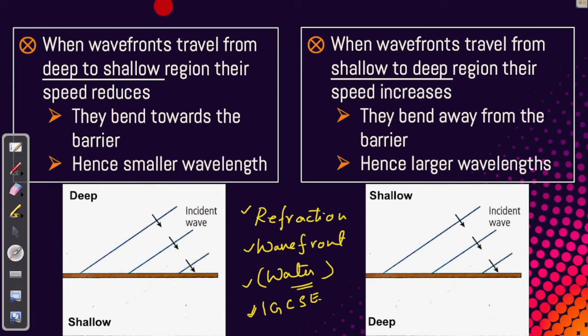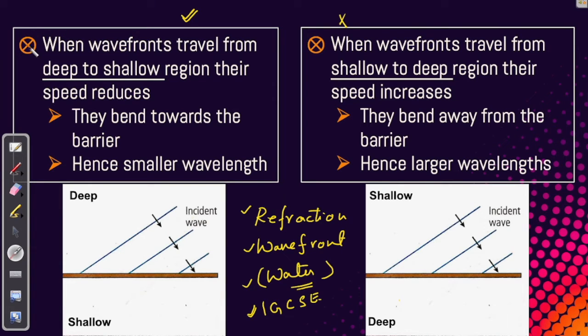Let us focus on the first part of the screen. Let us not focus on this side. What is happening here? If you see, water wavefronts are coming from a deep region of the water and have entered a shallow region. Try to visualize water coming from a region where the depth of the water is more, and it is entering the second region, which is shallow. Deep and shallow.